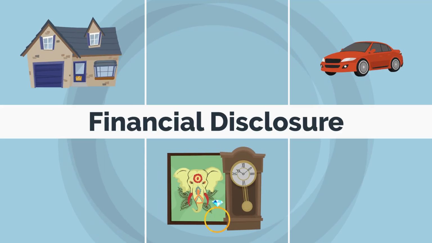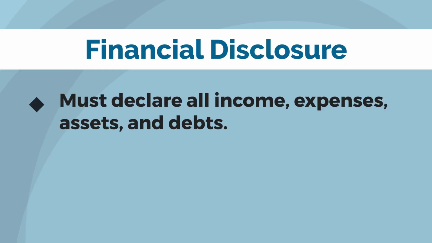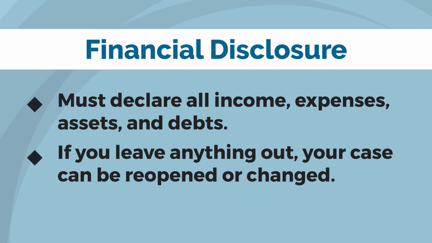Financial disclosure involves both parties filling out a set of documents to declare all income, expenses, assets, and debts that both know to exist. This is an important step that must be completed in full. If you leave anything out, by mistake or on purpose, your proposed division of property may not be accepted by the court and your case could be reopened or changed.